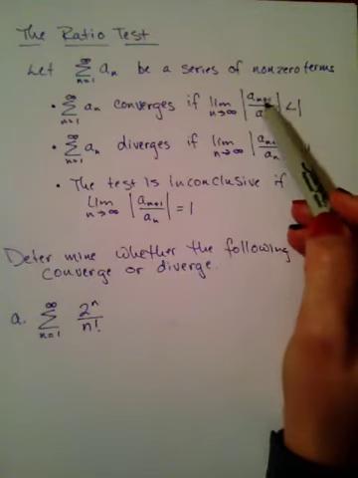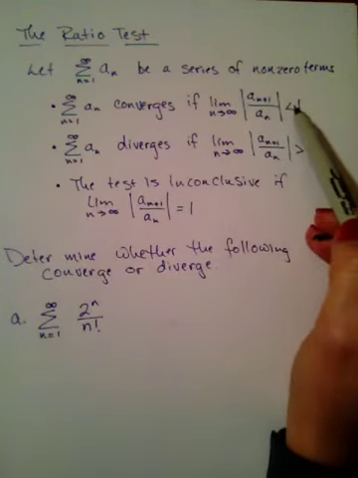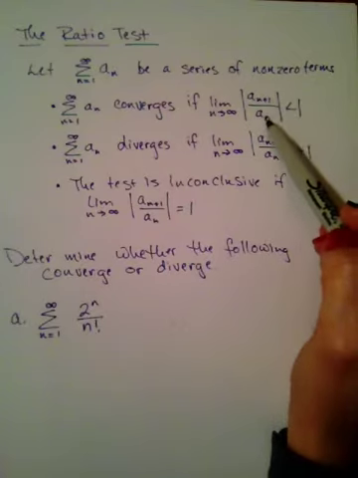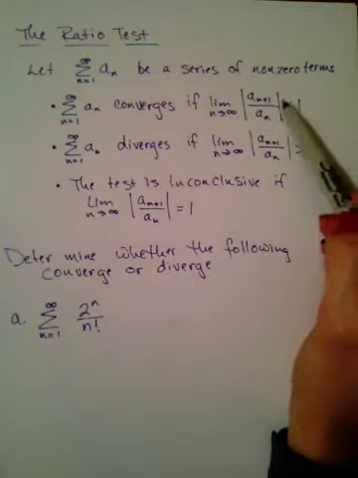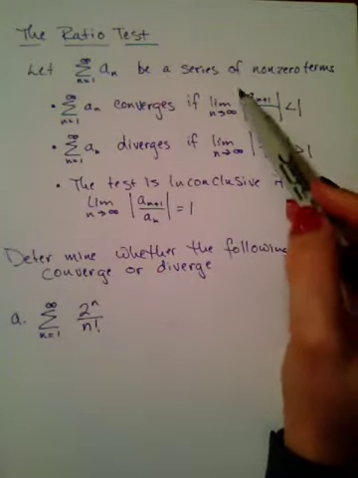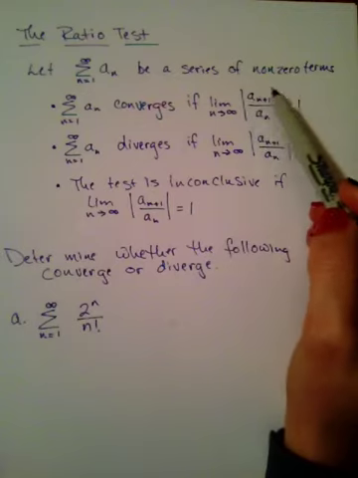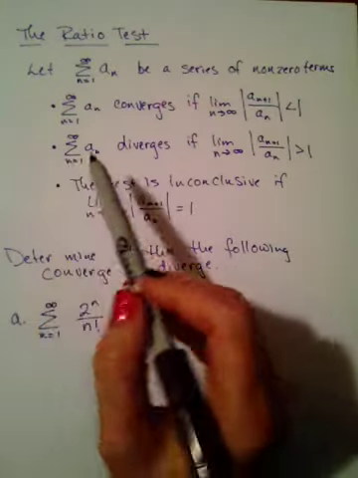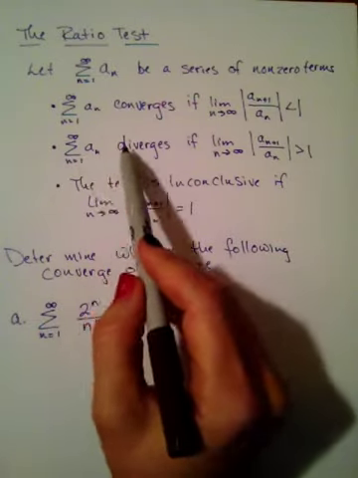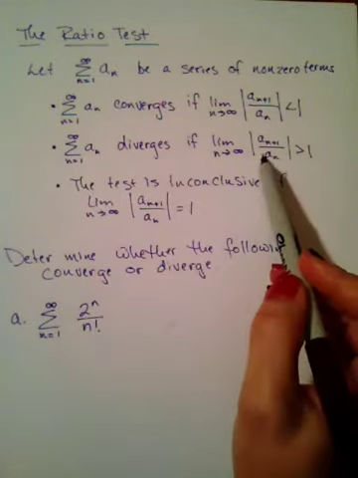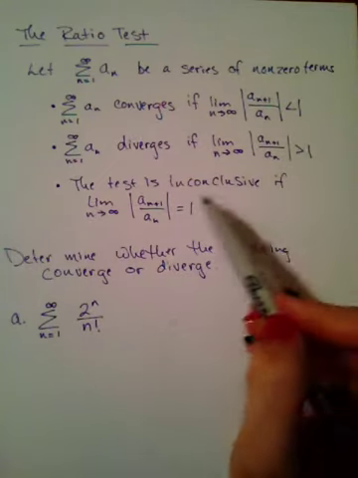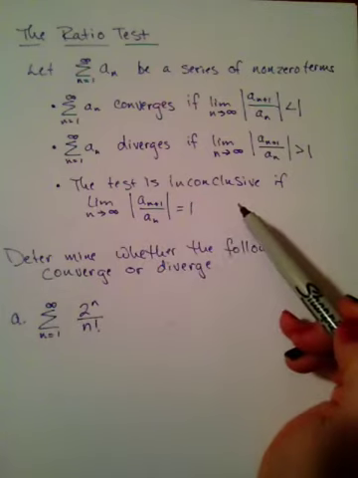Now if you think about it, the n plus 1th term is the next term. So what you're saying here is that this term has to be less than this term for this to be less than 1. Now the absolute value gets rid of any alternating series or anything like that. So you have a decreasing series, absolutely. The series will diverge if that limit is greater than 1. And unfortunately, the test is inconclusive if the limit equals 1.